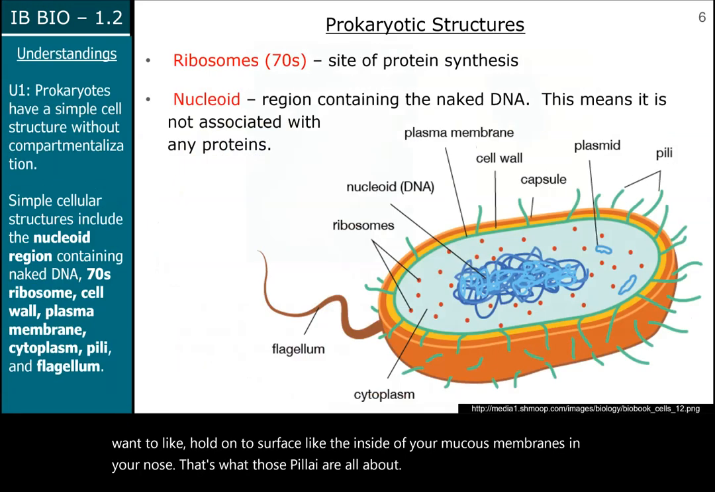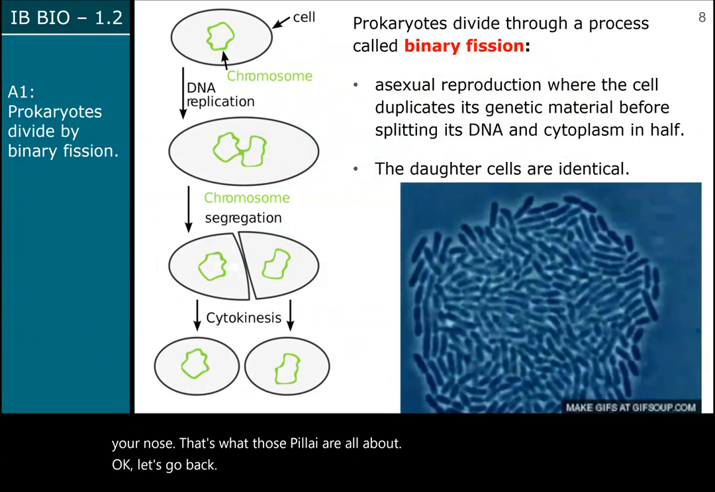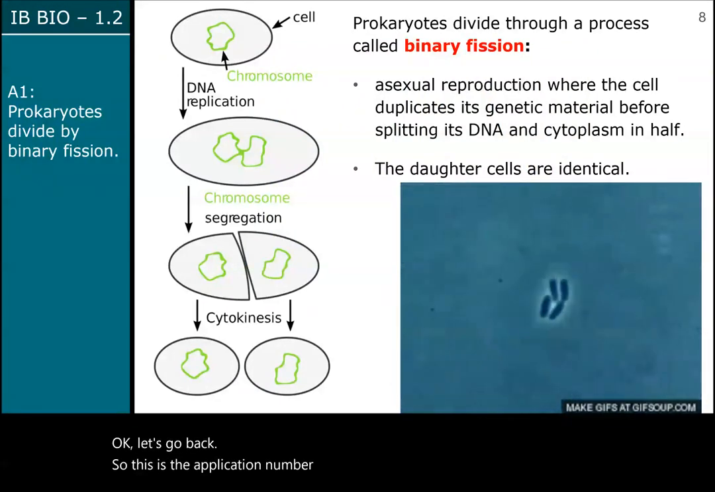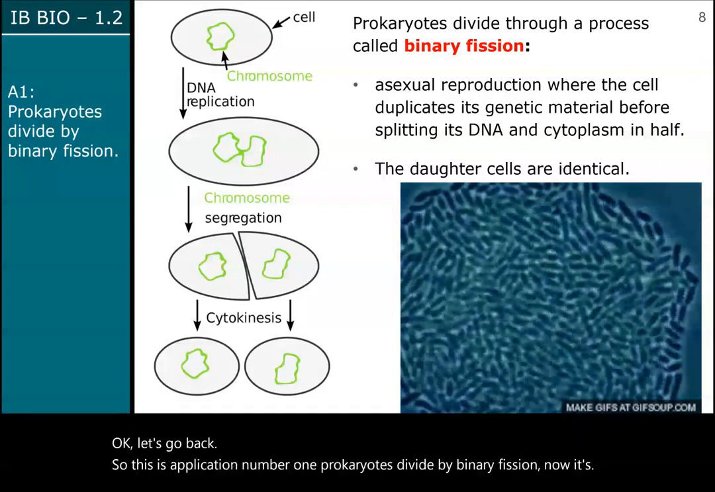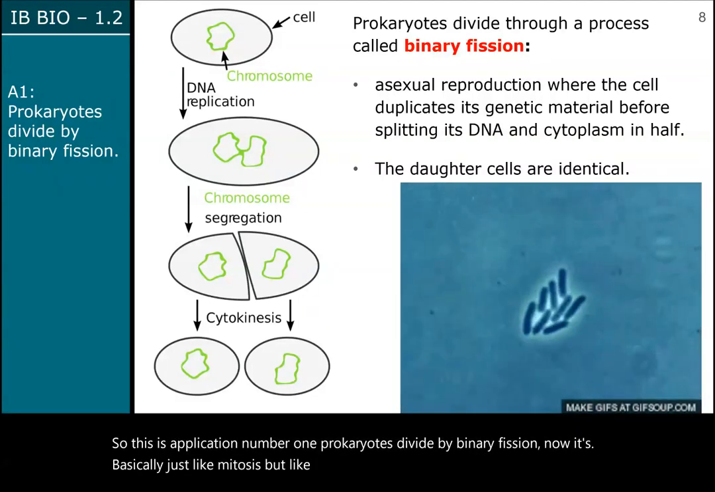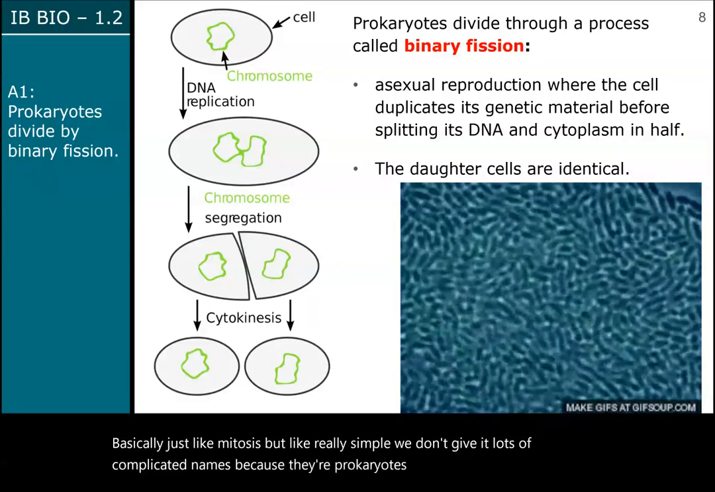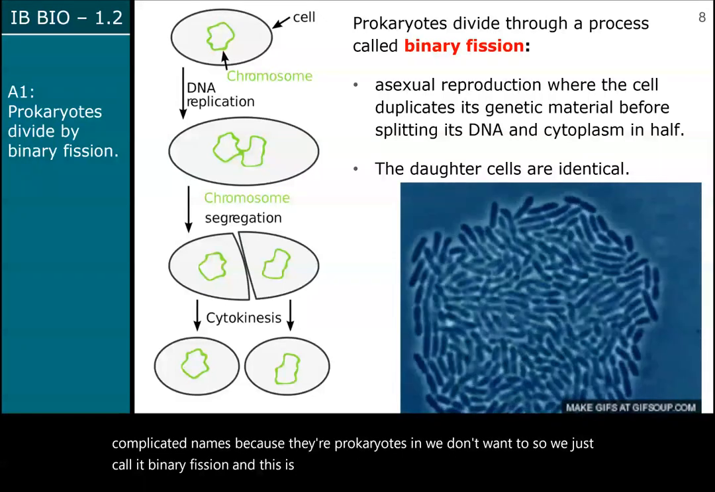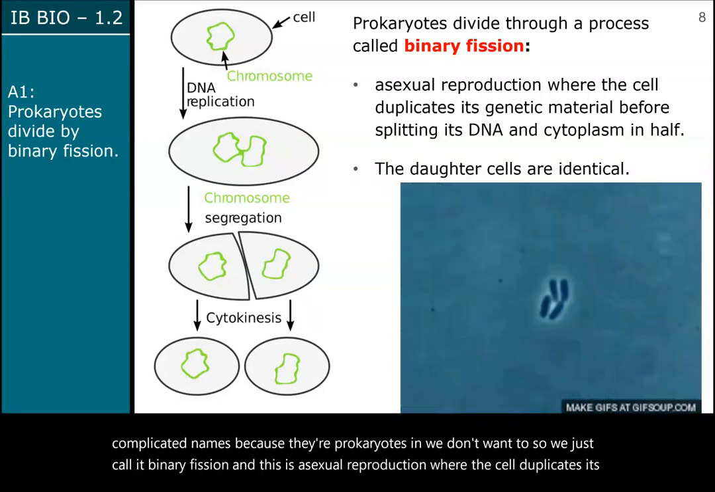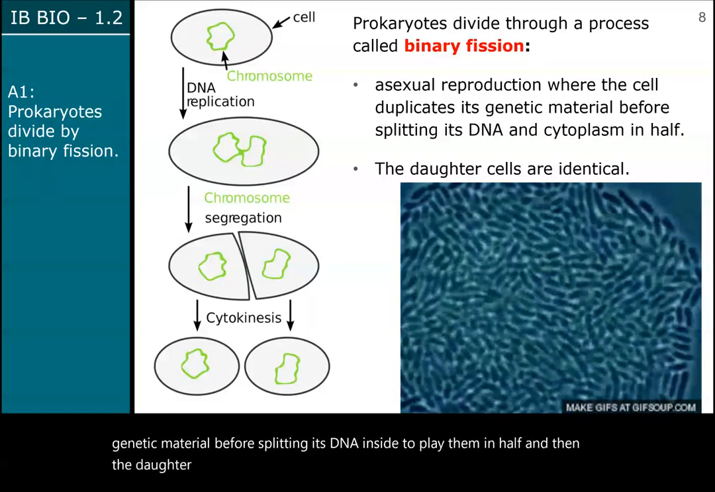Okay, let's go back. Okay, so this is application number 1. Prokaryotes divide by binary fission. Now, it's basically just like mitosis, but really simple. We don't give it lots of complicated names because they're prokaryotes and we don't want to. So we just call it binary fission. And this is asexual reproduction, where the cell duplicates its genetic material before splitting its DNA and cytoplasm in half, and then the daughter cells are identical.